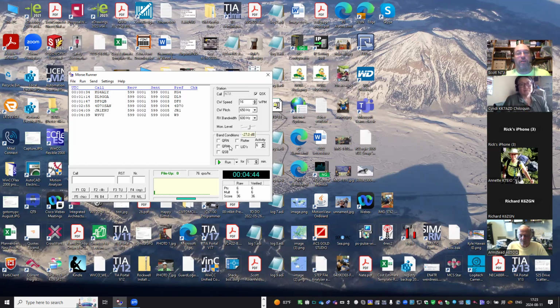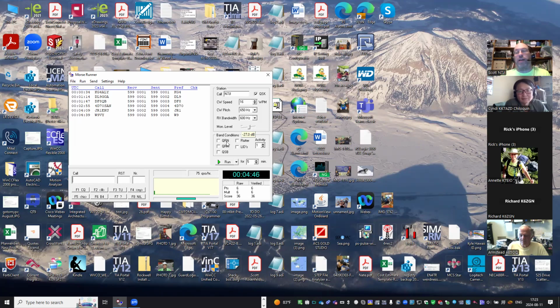So that is how this thing works. And that's called Morse Runner. And once you're comfortable copying letters, what it allows you to do is, for instance, set activity really low and you can have it so that the band is nice and clean.